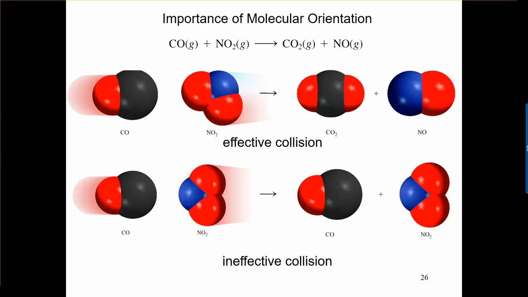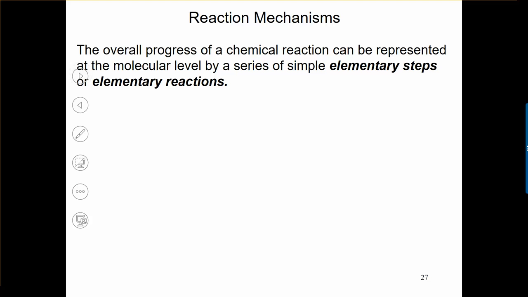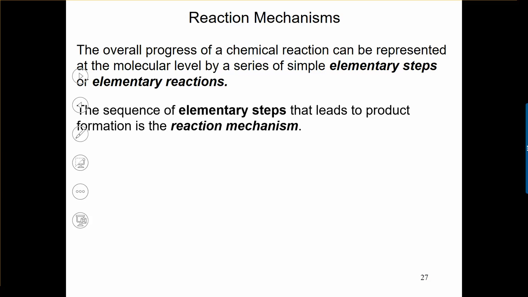So this is left more to statistics. Statistically, how many more of these effective collisions versus ineffective ones we have per time will result in reactions. And that will all be taken into account when you are measuring the time of the reaction, how fast it's going.